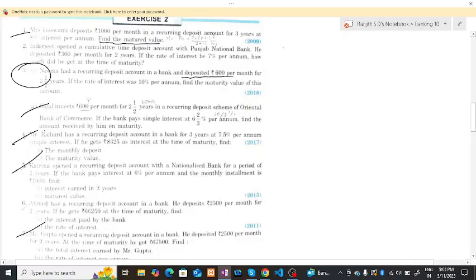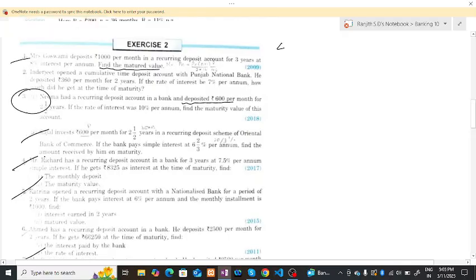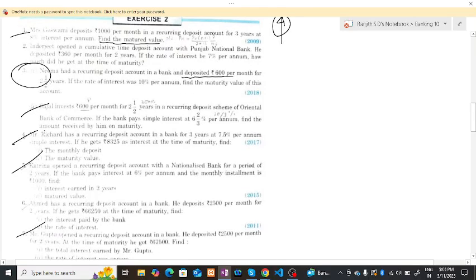Tell me quickly how many questions we completed. Fourth one, sir. Okay, fourth question. In the fourth question, Mr. Richard has a recurring deposit RD account in a bank for 3 years. So time is equal to what? 3 years, right?